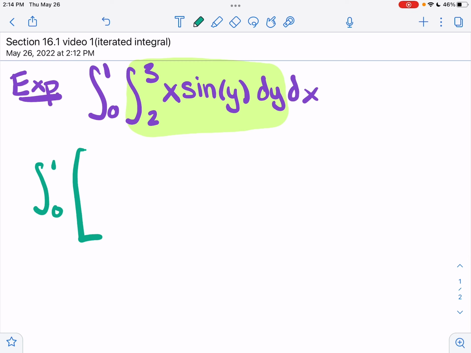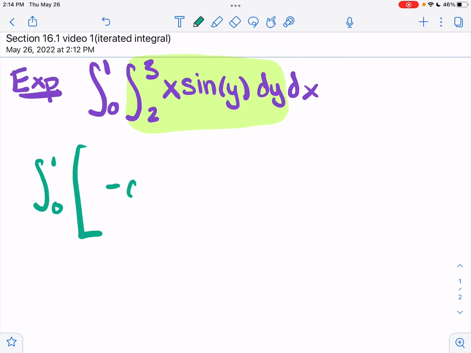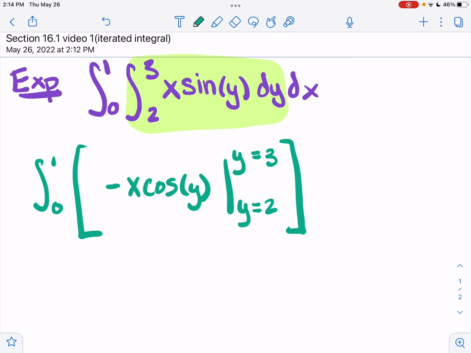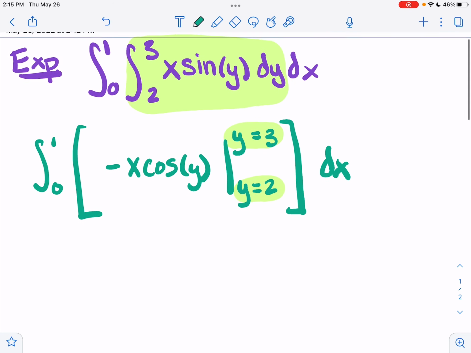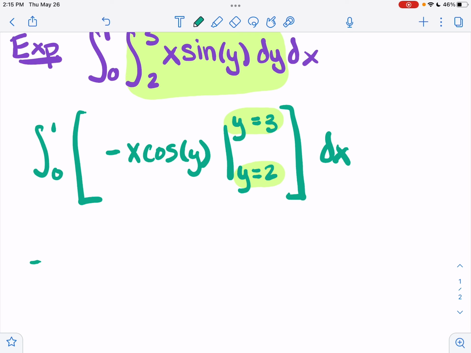So the integral of sine is negative cosine. So we'll have a negative x cosine of y from y equals 2 to y equals 3. And then we have the dx still. Now this can sometimes help to make sure we're keeping our variables straight, to label the x's and the y's as we go, make sure we're not messing those up at all. But all we did was integrate that sine to get a minus cosine. We treated the x like a constant. We're going to do the endpoint of integration thing from the fundamental theorem of calculus.